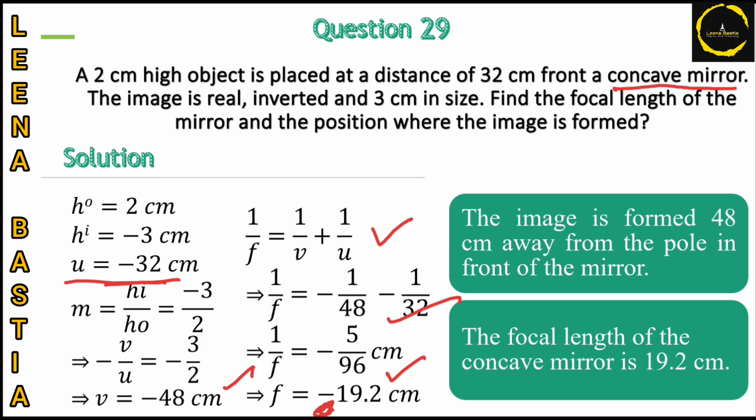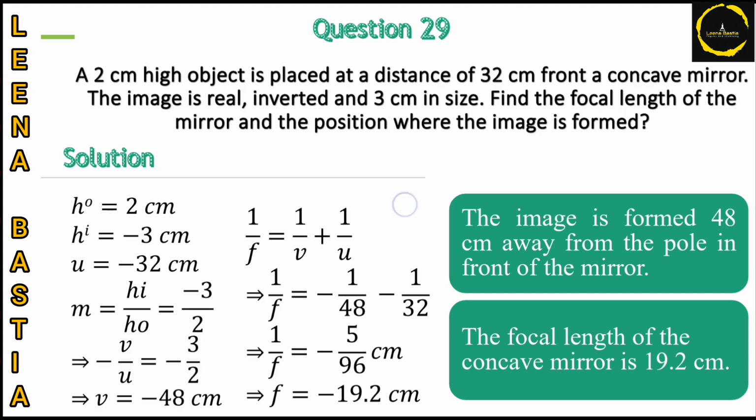Now focal length we got, so you have to write the image is formed 48 centimeter. It is the position that is asked. So again I have written this part at the top. You write this one in the beginning. The focal length of the concave mirror is 19.2 centimeter. This one, the image is found 48 centimeter away from the pole in front of the mirror. This too is asked, so you have to write accordingly. That is important, children. Just remember at the end, whatever question has been asked, you have to mention at the bottom of your answer. I hope it is clear, everybody.